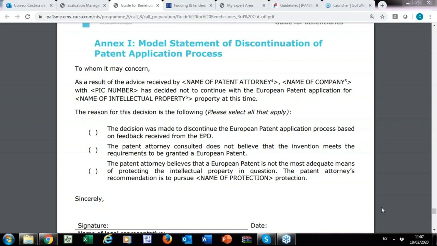Well, in any case, apart from the questions we tried to answer during this webinar, do not forget, we have the help desk for individual and specific questions you may have. In the case that the question can be answered through the guide for beneficiaries, we will refer to the page and to the information. In the case there is something much more specific and, let's say, complex, we will answer you by email.